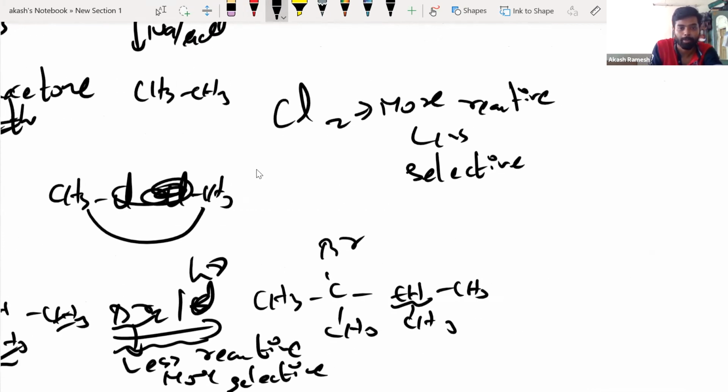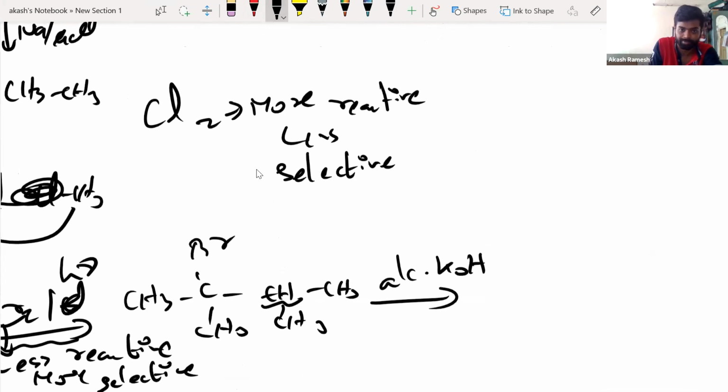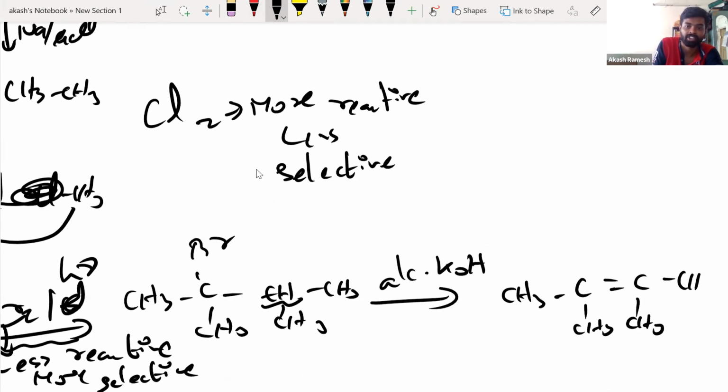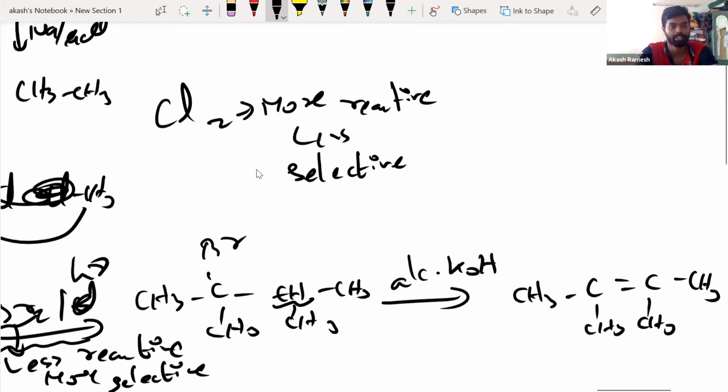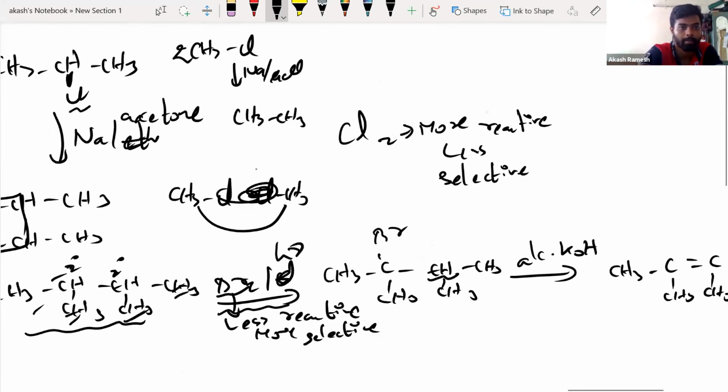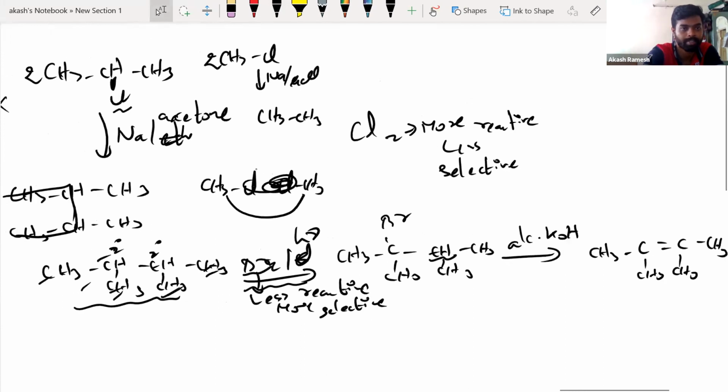Obviously now I have to make a double bond between these two. What do I have to go for? Alcoholic KOH, elimination reaction. Now if we do the elimination reaction, you are going to get CH3, C, CH3, double bond, C, CH3, CH3. That's it. See where you started with.